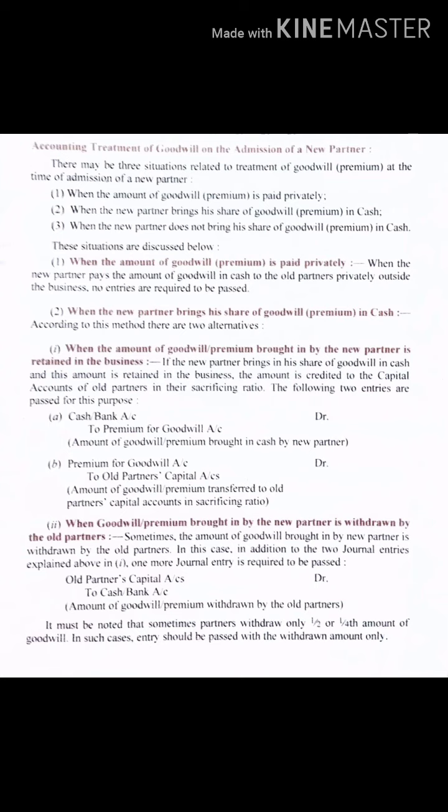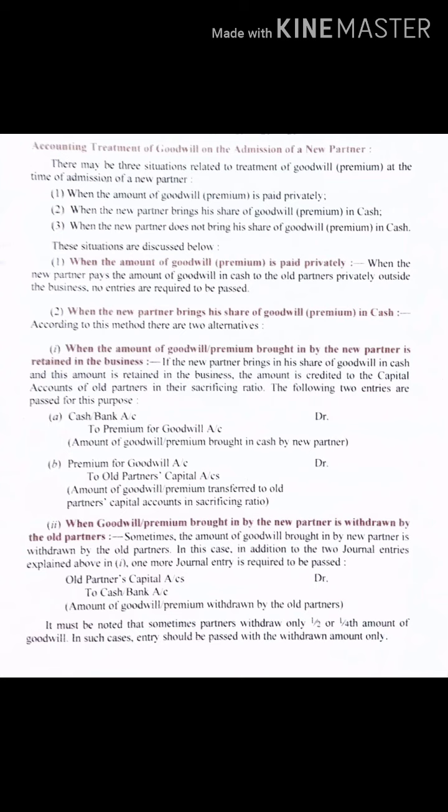Okay, so what will be the entry? First we will cancel the premium of goodwill. So previously we have credited, now we will debit it. So what will be the entry? Premium for goodwill account debit to old partner's capital account. Okay, now it will be in which ratio? It will be in sacrificing ratio, right?